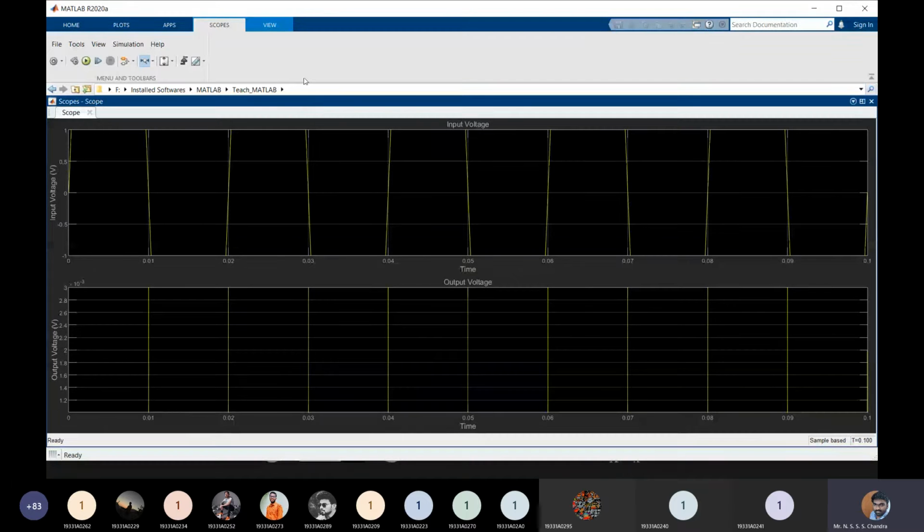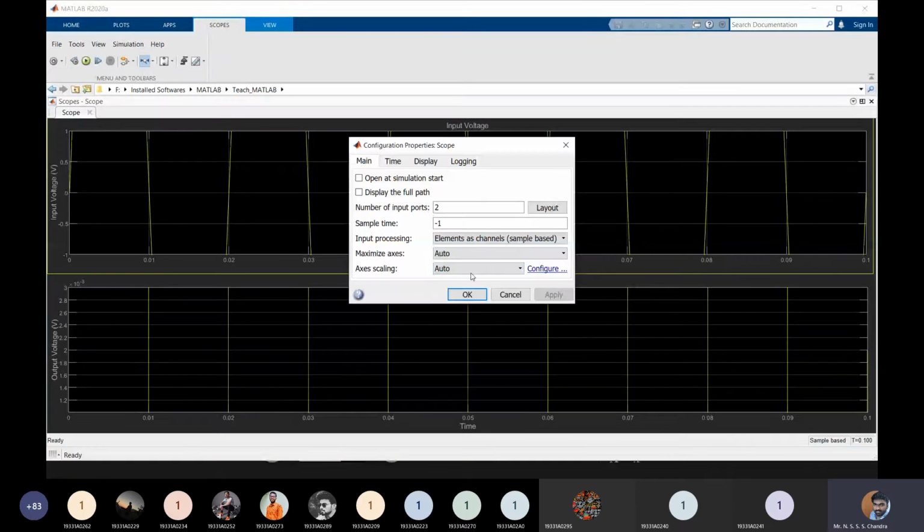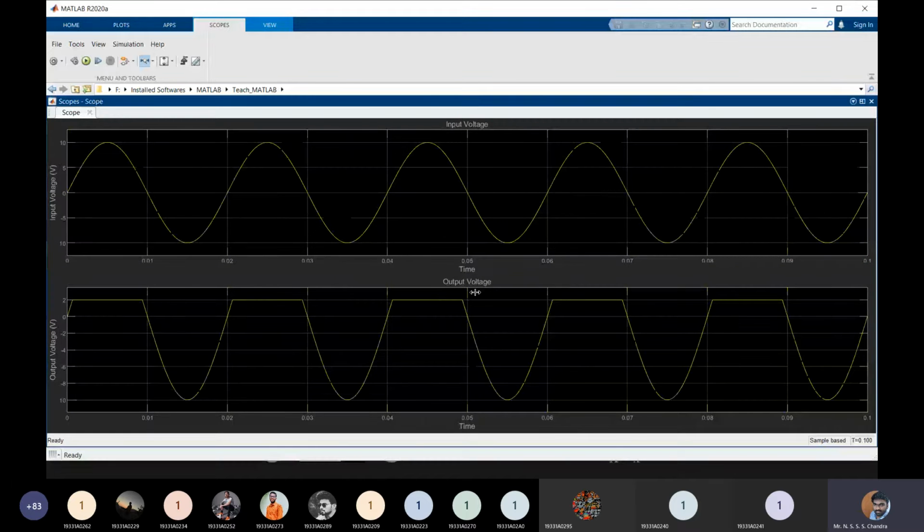For the remaining portion, your voltage is equal to 2 volts, not conducting. Please respond. You can unmute and answer. Please respond for this portion.